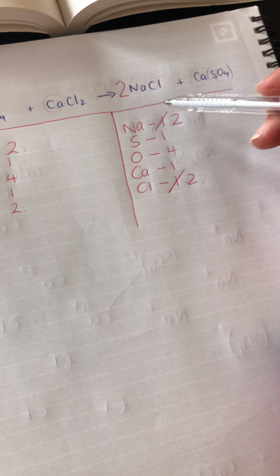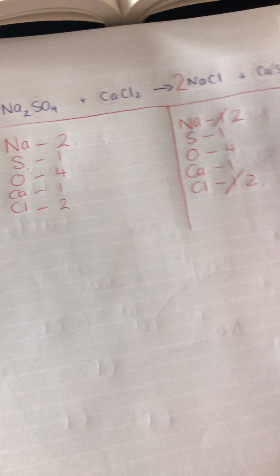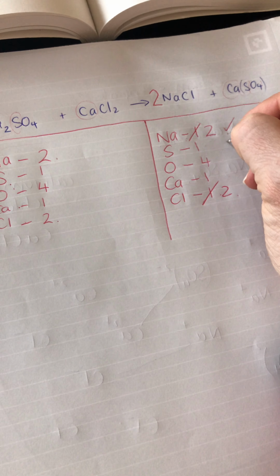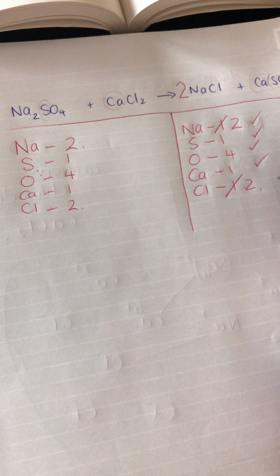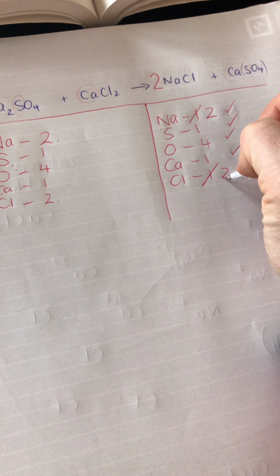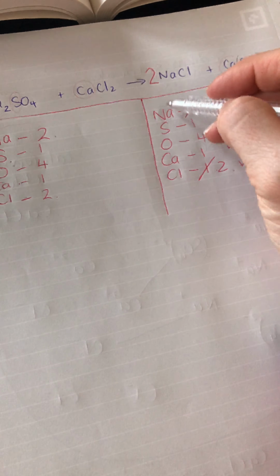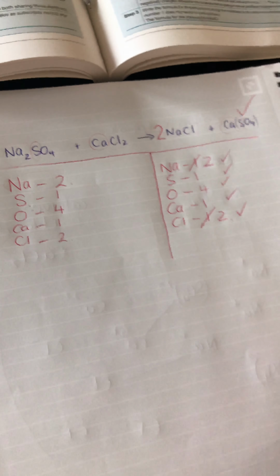Then I can go down my list again. So after each adjustment, I check my list. 2, 1, 4, it's equal. 1s are equal. 2s are equal. So I've actually balanced all of my elements. They're all the same on each side. Therefore, that is now a balanced equation.